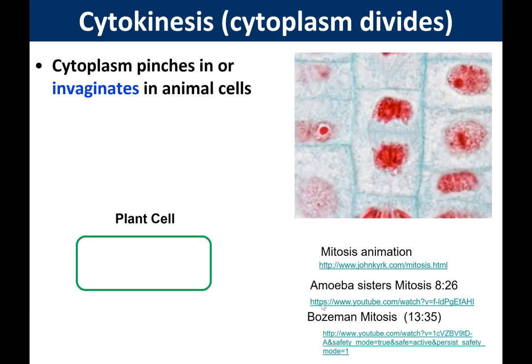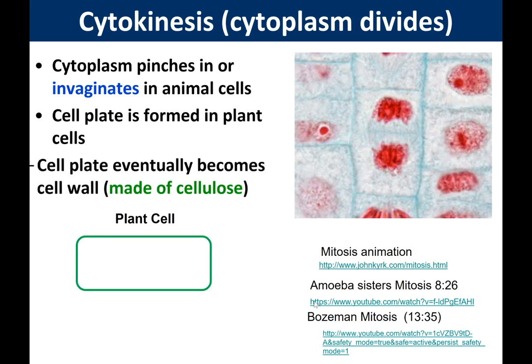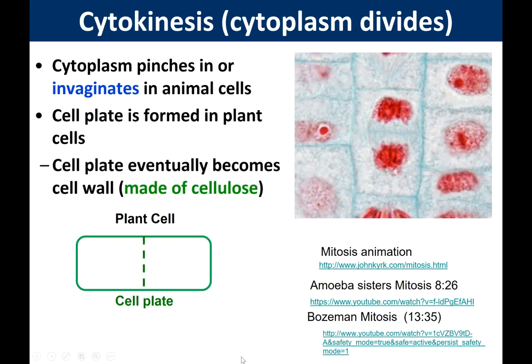Okay, there's one difference between plant cells and animal cells. Cytoplasm pinches in or invaginates in animal cells, so it forms the cleavage furrow. A cell plate is formed in plant cells. This cell plate, which we're drawing here with a dotted line, eventually becomes a cell wall made of cellulose. Animal cells do not have cell walls.